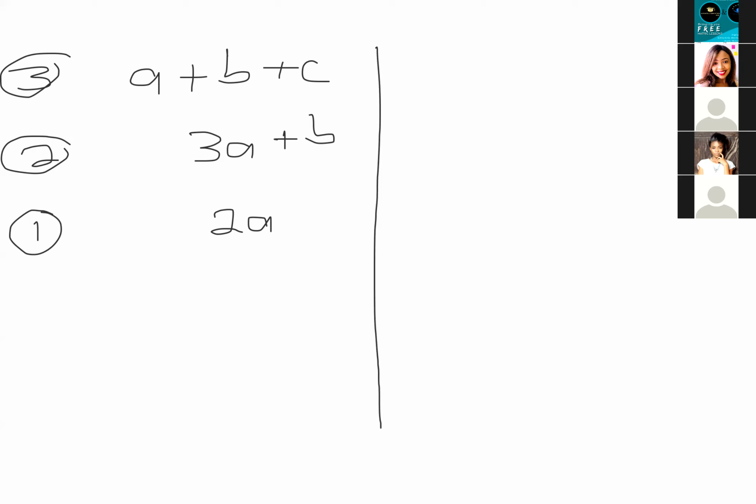So you must always, always, always remember these 3. Number 1 is 2A, 2 is 3A plus B, and 3 is A plus B plus C, right? So if the question says that you have a 6, a 10, a 14, and an 18.